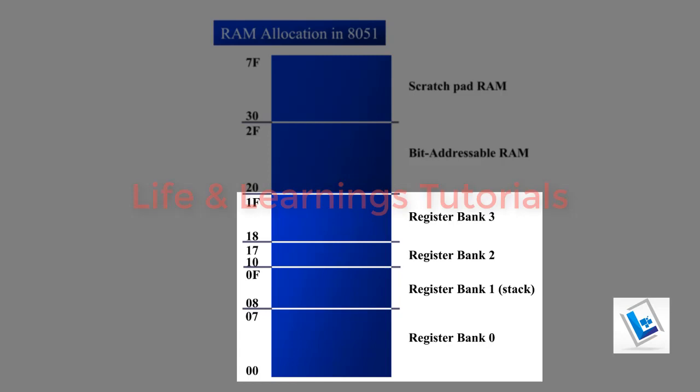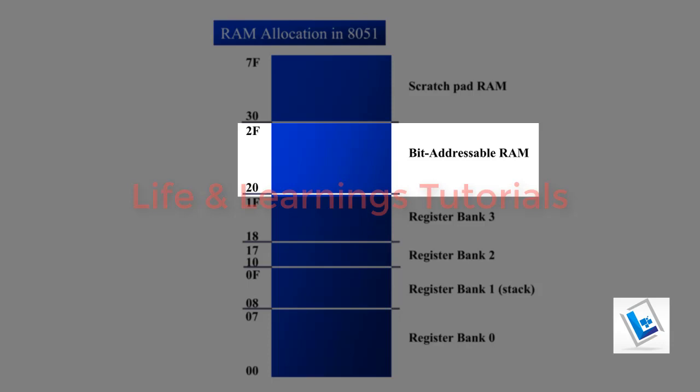First of all, we have 4 register banks starting from 00H to 1FH. In each register bank, we have 8 registers starting from R0 and ending at R7. The register bank 0 will be selected by default after the power up of 8051, and if we want to select any other register bank, then we have to use the program status word register.